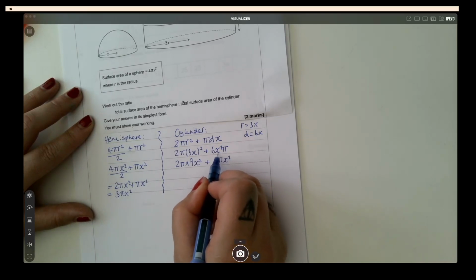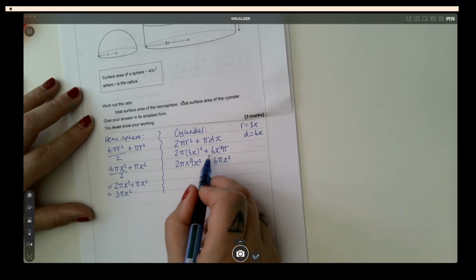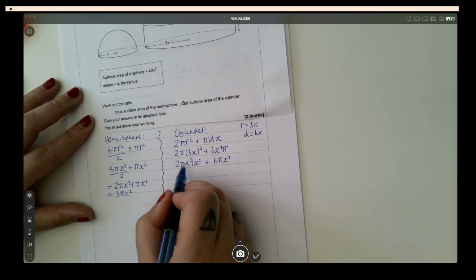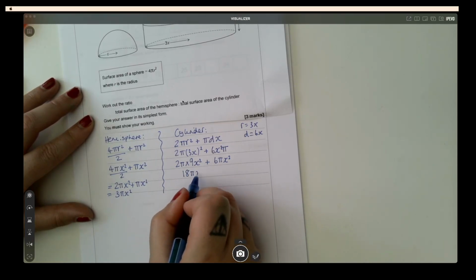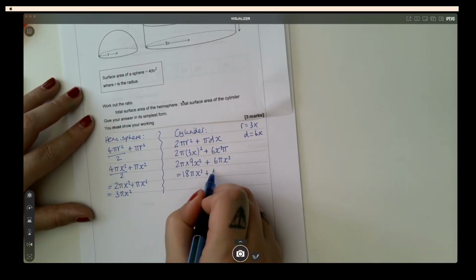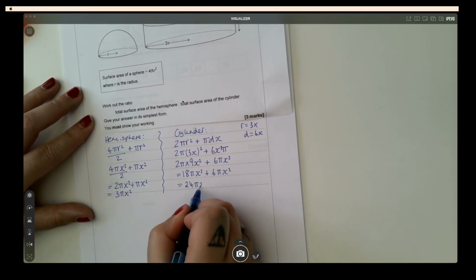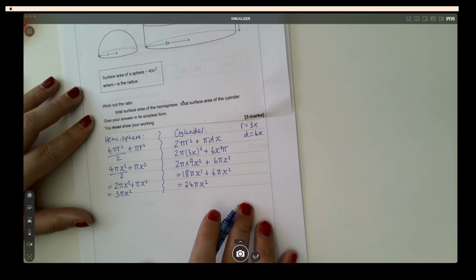I've just written that slightly differently because pi is still a number, so we can use it as a coefficient. Now let's simplify this. 2 times 9 is 18, so this is 18 pi x squared plus 6 pi x squared, which gives me 24 pi x squared in total.